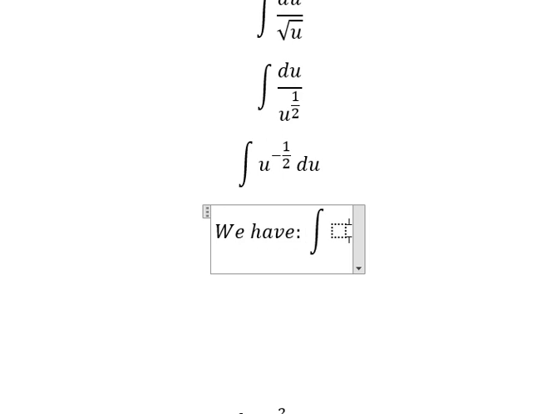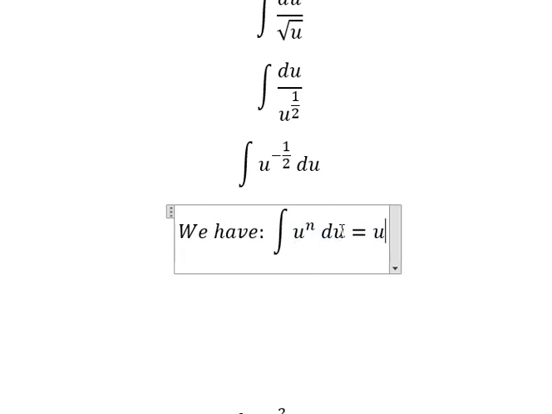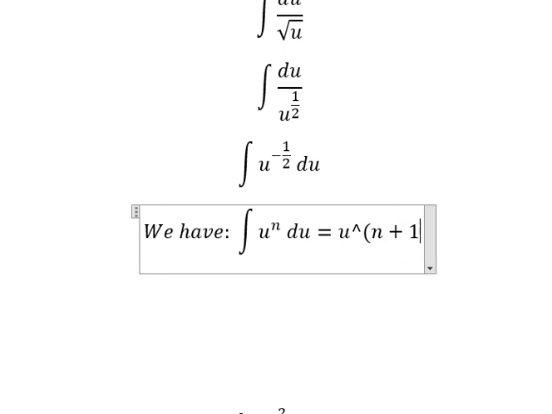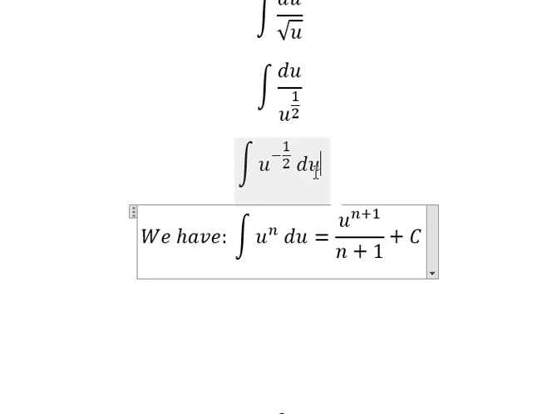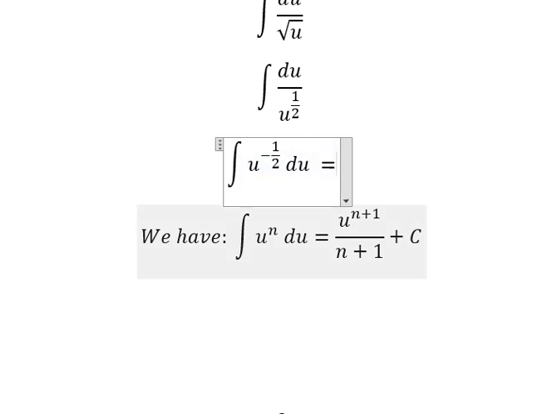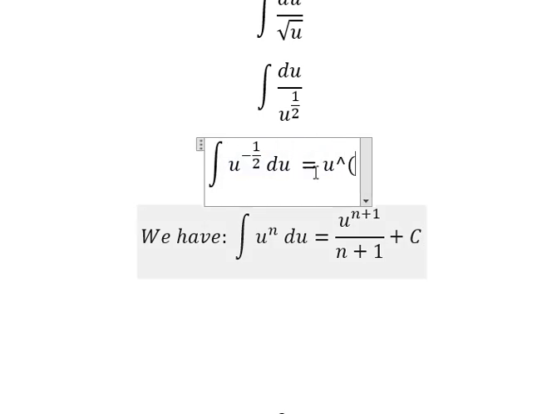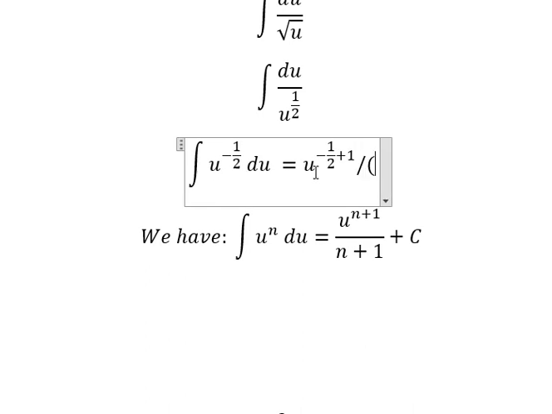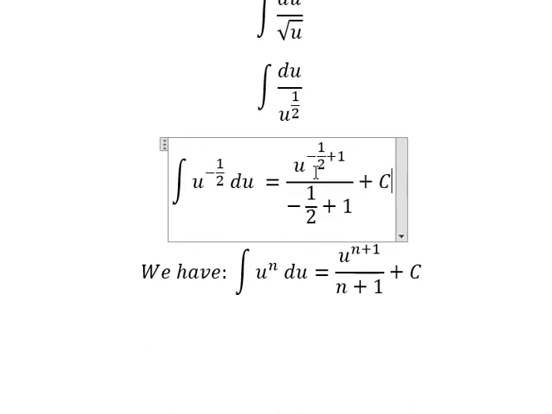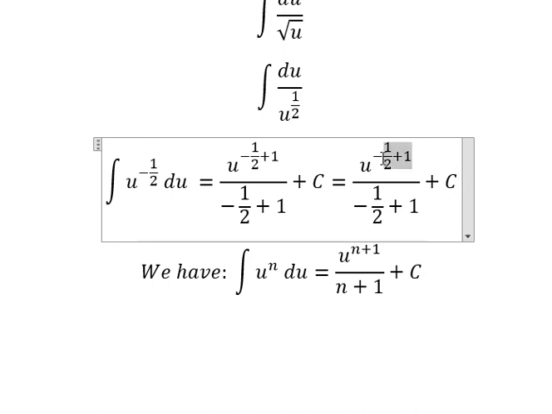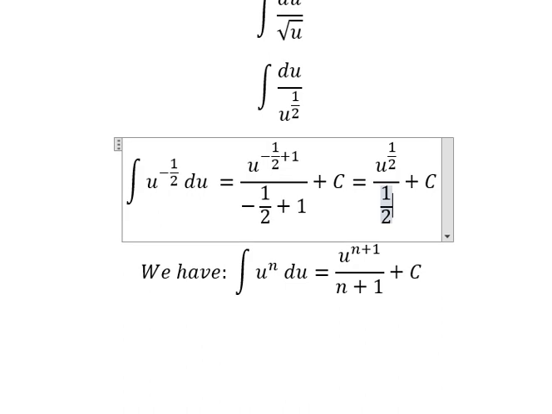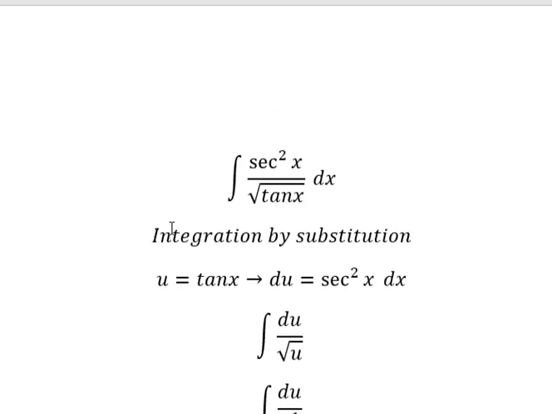The integral of u to the power of n du is u to the power of n plus 1 over n plus 1, and I will put plus c. Now we can apply the formula here. So this one we have 1 over 2 and 1 over 2. U we change back to tan x.